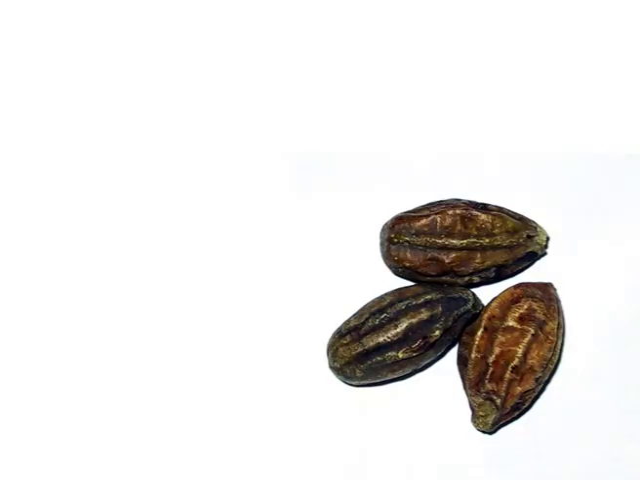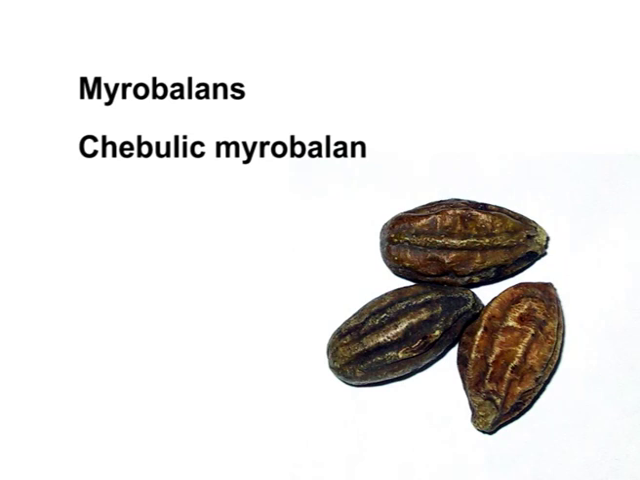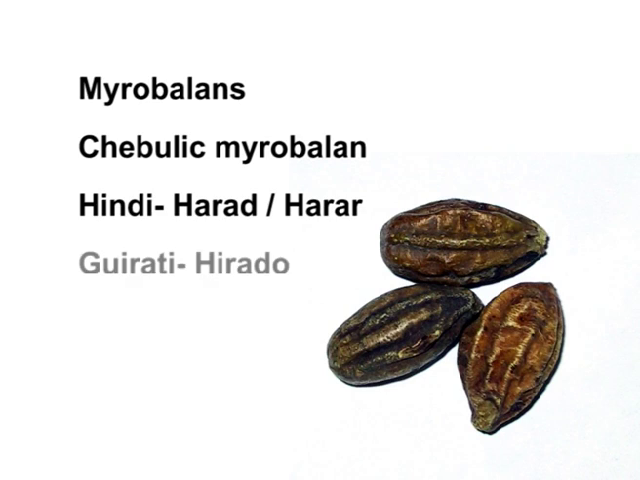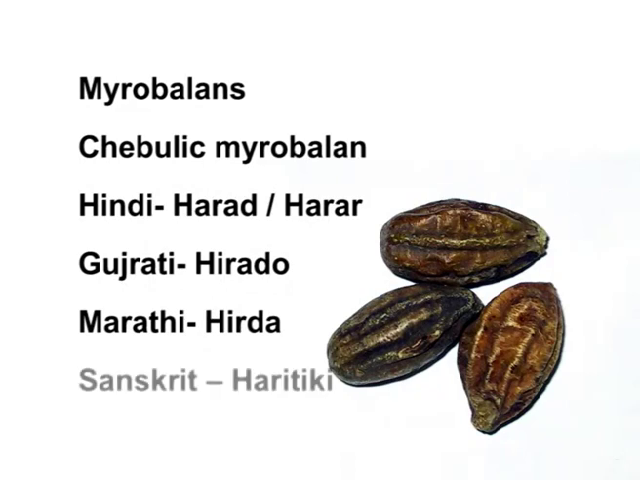Now, I am coming to the next module, module 6. Under module 6, I will be discussing the harad. The harad is also known as myrobalans or chebulic myrobalan. In Hindi, it is known as harad, harar, and in Gujarati, it is called as hirado. In Marathi, it is called as hirda, and in Sanskrit, it is called as haritiki.